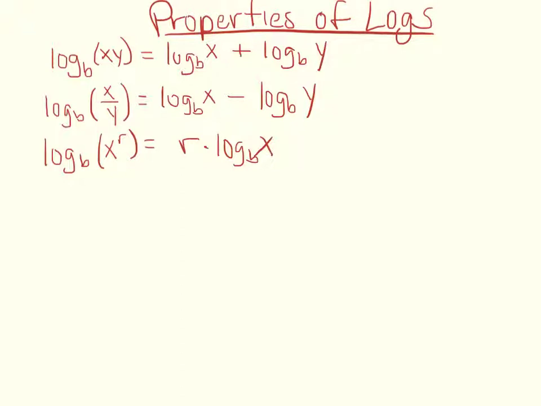When it's written simplified like this, we call this condensed form. So if I want you to condense it, then you're going to take the addition or subtraction and put it into multiplication or division. If I want you to expand it, you're going to go from this left-hand side, where you've got the multiplication, division, or exponent, and you're going to move it to the right-hand side. So we call that expanded.